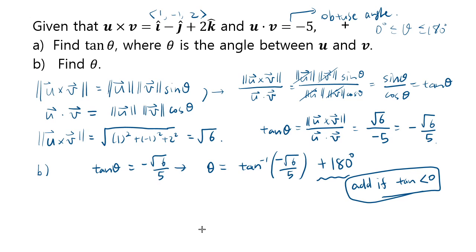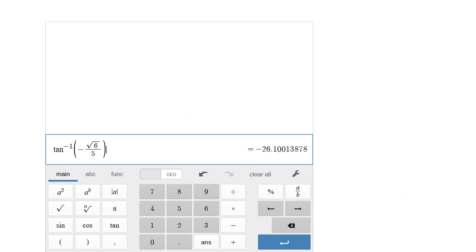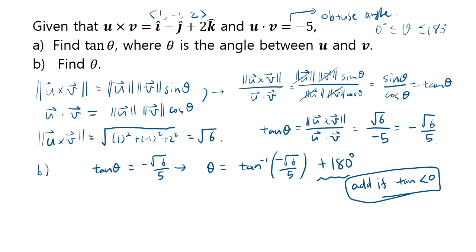Alright, so knowing that, now let's use the calculator. We have this, and all we have to do is add 180 degrees, and that gives you 153.9 degrees. So the answer is 153.9 degrees.